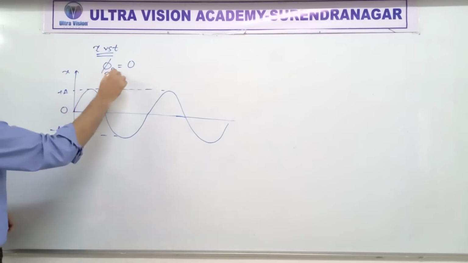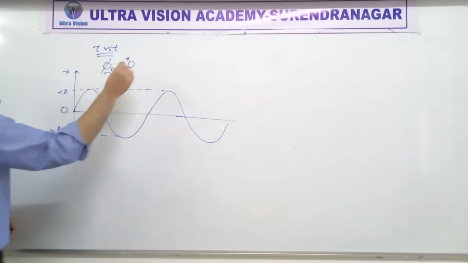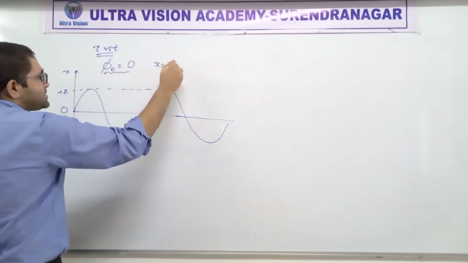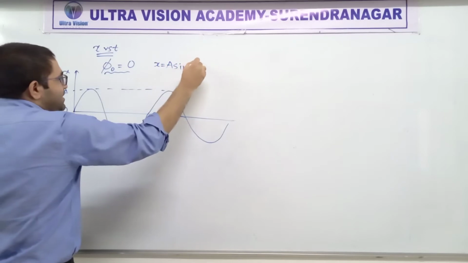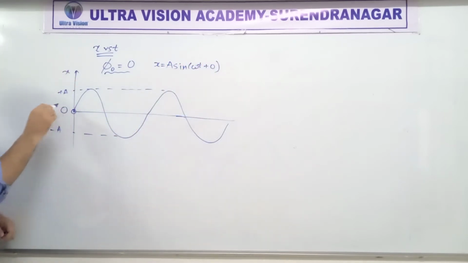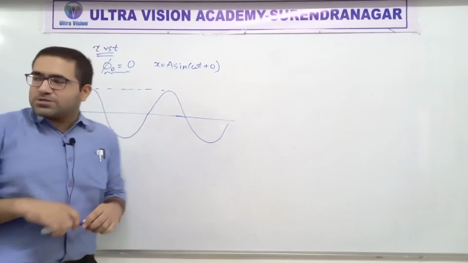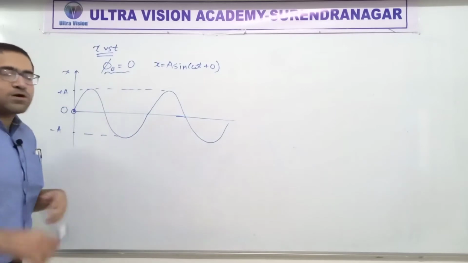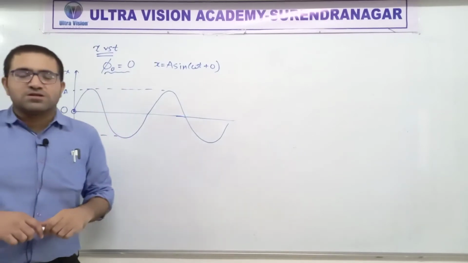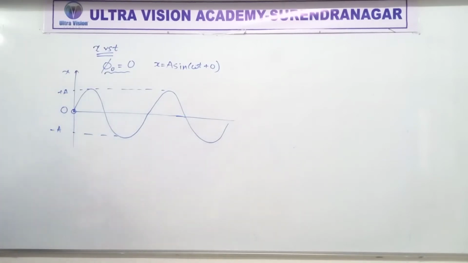Once again, phi 0 equal to 0 tells us that the SHM is going to start from the mean position. That's what we are seeing in the graph. Now we are going to practice drawing the graph for other values of phi 0 as well. Not at all tough, following a similar procedure. Let's begin.